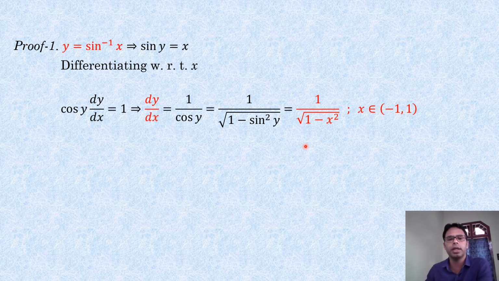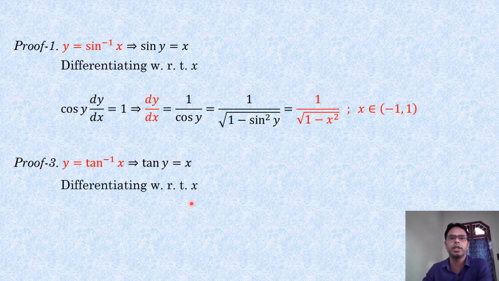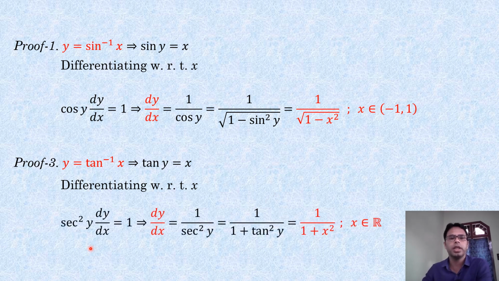The second proof you can do yourself by the same method, and I am going to the proof of tan inverse x. So y is equal to tan inverse x, so tan y will be equal to x. Differentiating with respect to x, it is an implicit function, so the tan y derivative is sec square y dy dx, equal to the right side, the derivative of x, which is 1. So dy dx will be equal to 1 by sec square y.